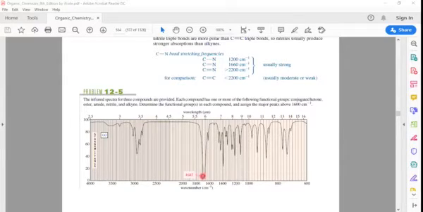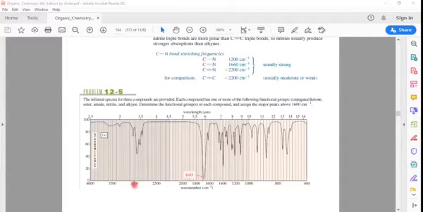Here, this is a very prominent, strong peak, and look at this area. Very clearly, this peak is at 1685 per centimeter. So this peak is definitely because of a carbonyl group.